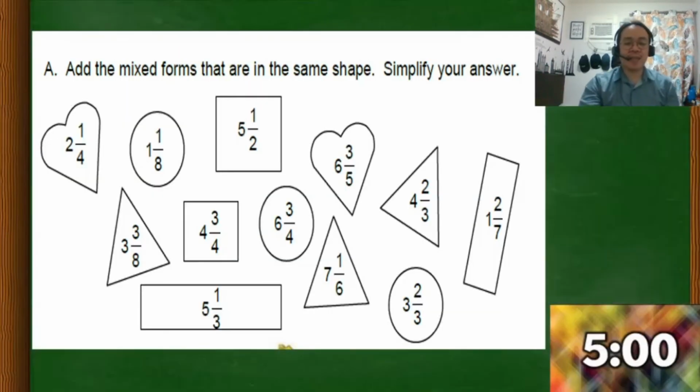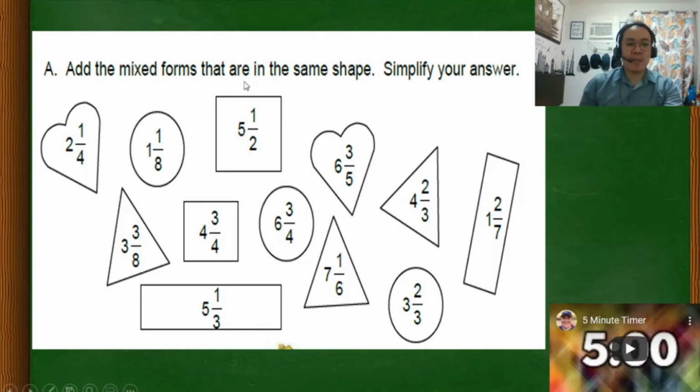Okay. Next. In this one, I will be checking your learnings on this video lesson. So, this time, you will be adding the mixed forms that are in the same shape, and then you will simplify your answer if it is possible. So, i-add nyo lang daw yung magkakaparehas na shape. Example, 2 and 1/4 plus 6 and 3/5. Kasi they are the same shape, which is heart.